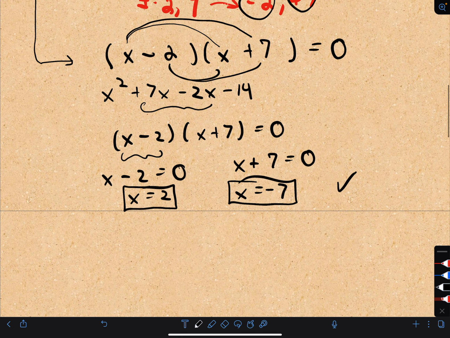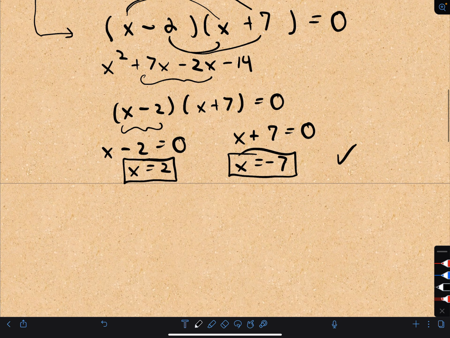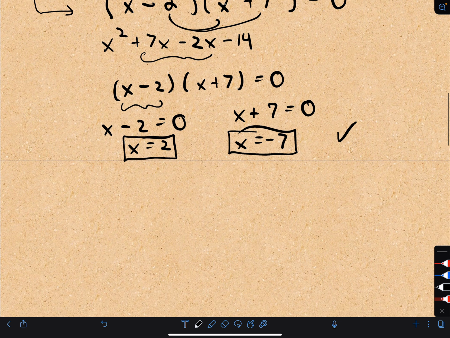Okay, so let's look at another example here. So a couple more here. This will be my second example. Let's look at 6x squared plus 5x minus 4 equals 0. Notice in this case, I've gone ahead and made one side equal to 0.